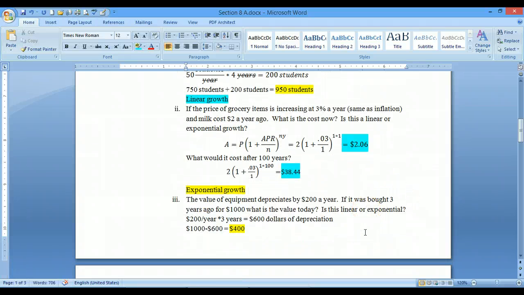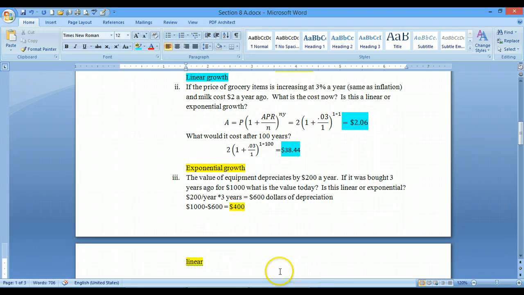The value of some sort of equipment is depreciating by $200 a year. If it was bought 3 years ago for $1,000, what is the value today? And is this linear or exponential? So I'm decreasing by $200 every single year. That's an absolute amount, which means this is a linear, and I've pre-canned that for us. This is a linear example.